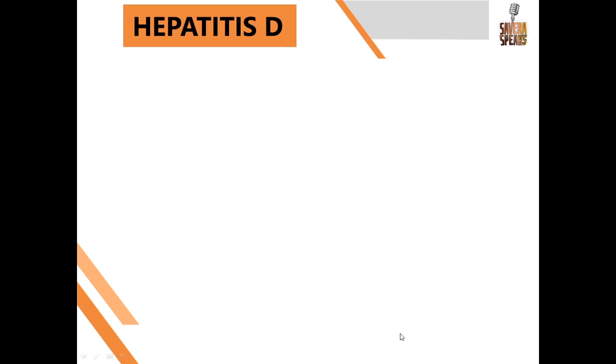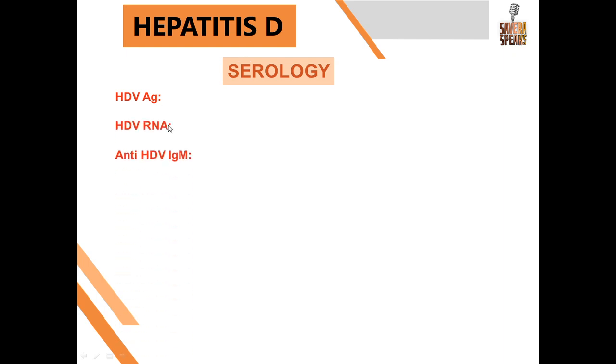Now moving towards the third chronic virus, that is hepatitis D virus. There is a unique thing about this virus, that it does not infect the individual alone, but it usually requires hepatitis B virus for its action. So for serology, there are 4 markers, that is HDV antigen, HDV RNA, and anti-HDV IgM, this is antibody, and IgG antibody. So these 4 markers we usually detect in serology.